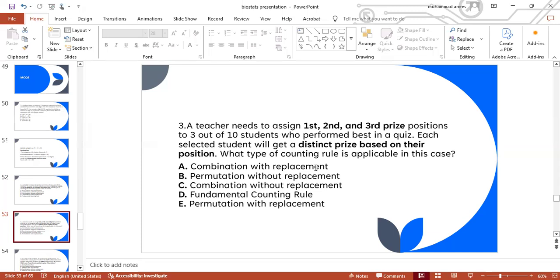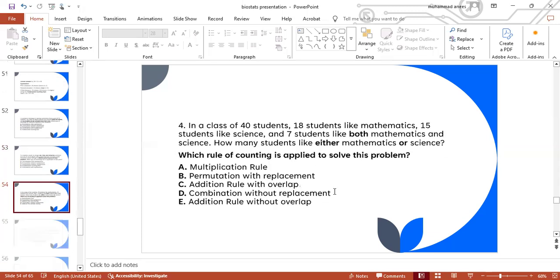Permutation without replacement? Yes, beta is the correct answer, permutation without replacement.